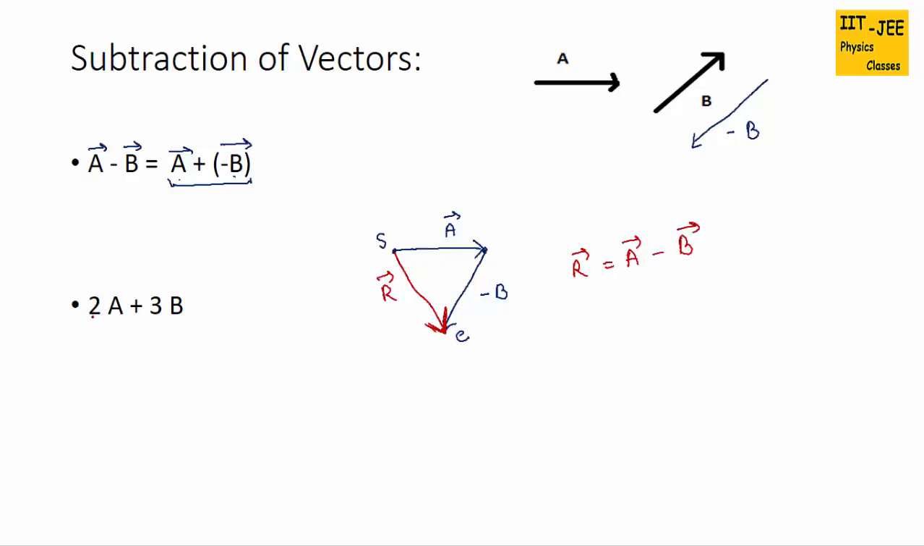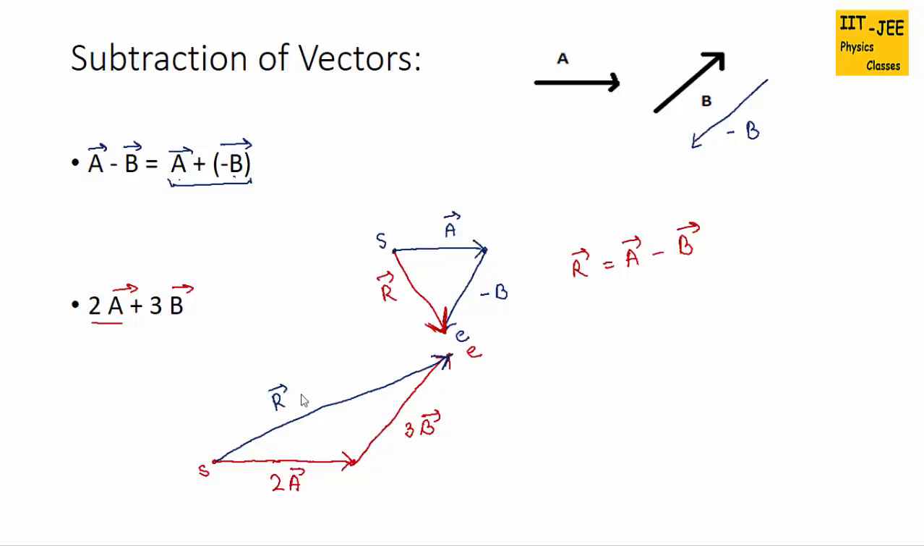Now we have to add 2A plus 3B. For that, first we will draw vector 2A. So draw a parallel vector of A with twice the length and same direction. Now from the head of 2A we will draw 3B. So draw a parallel vector to B with 3 times the length. Now place start point and end point and then join them to find the resultant. Join with a straight line and direction would be towards the end point. So this resultant vector R equals 2A plus 3B.